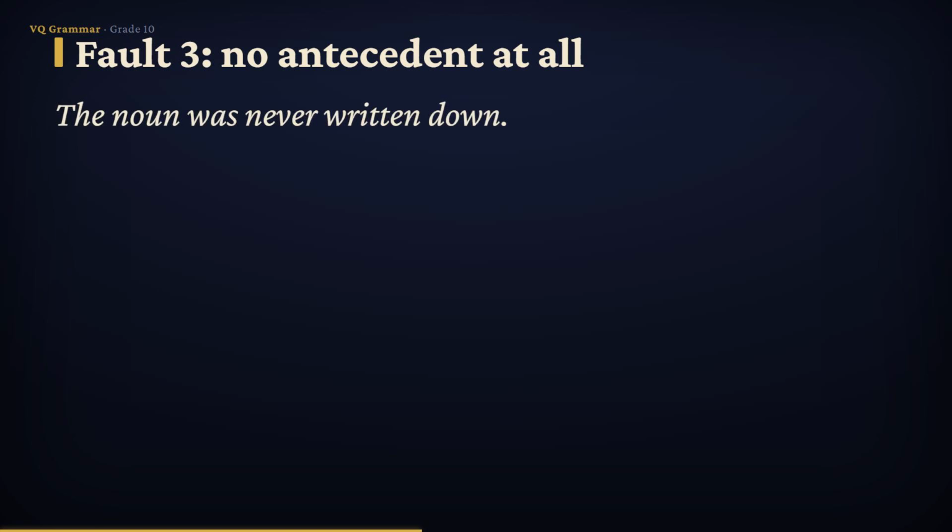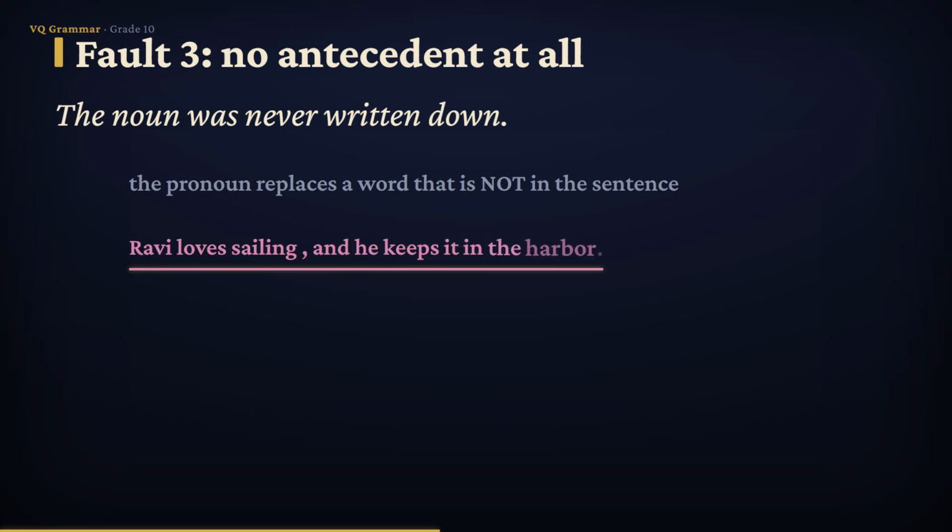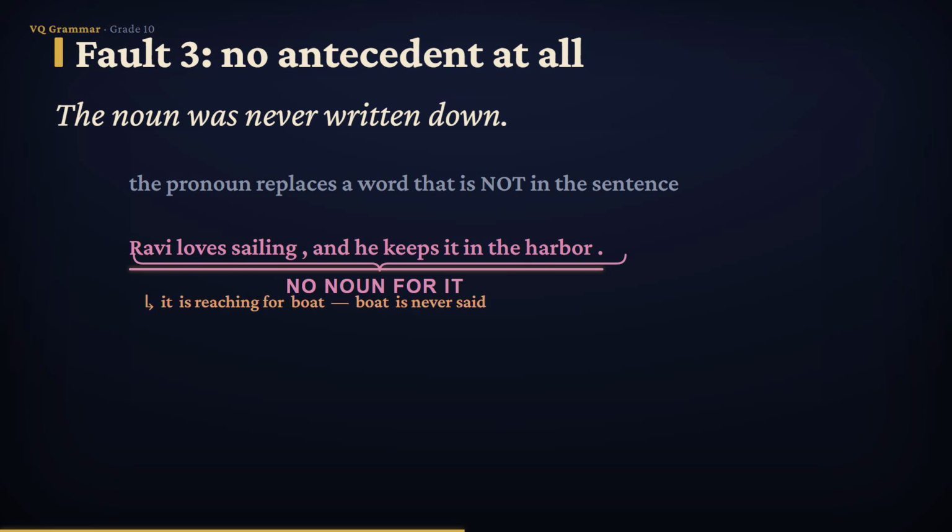pulling its weight. Fault number 3 is the boldest of them all. No antecedent anywhere. The pronoun stands in for a word that is simply not in the sentence. Here is my favorite example. Ravi loves sailing, and he keeps it in the harbor. Read that again, slowly. What does the word it stand for? He does not keep sailing in the harbor. You cannot dock an activity. The word it is reaching for boat, and boat is never actually said.